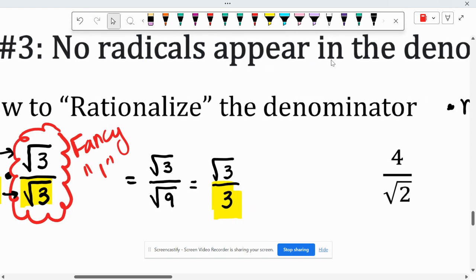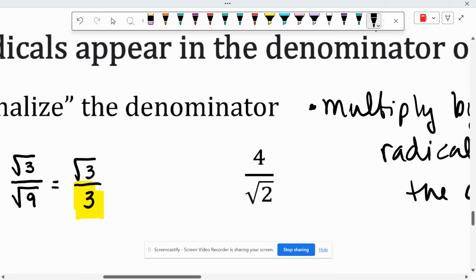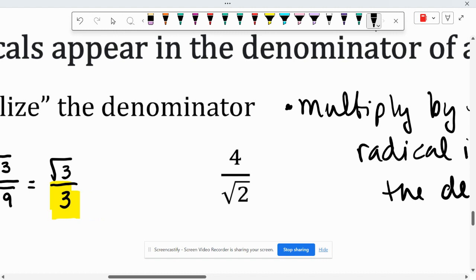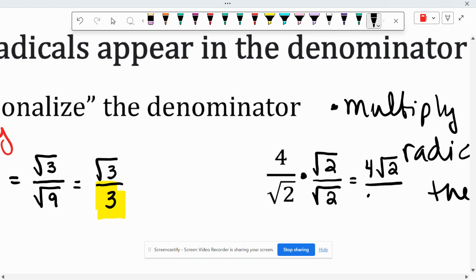Okay? So let's try that again. We have to multiply this by whatever the square root symbol in the denominator is. So 4 over the square root of 2. What am I multiplying both the numerator and the denominator by? The square root of 2, right? Because I need to make that magically disappear. So 4 times the square root of 2 is 4 times the square root of 2. But the square root of 2 times the square root of 2 is, well, it's the square root of 4, yes.